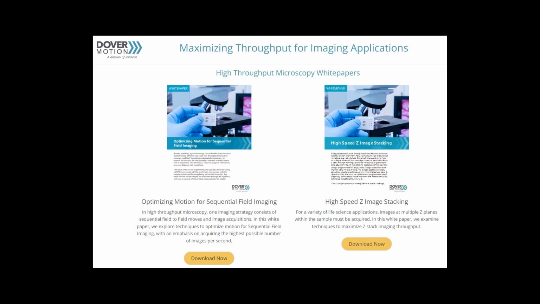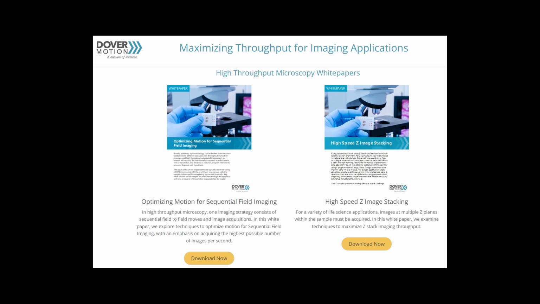As far as white papers go, we've got a couple on the topic. There's one called optimizing motion for sequential field imaging, which explains how to use feed-forward tuning settings to overcome static friction in the system, which reduces the following error during the move. This greatly improves the overall step and settle time of the sample or objective for imaging applications.